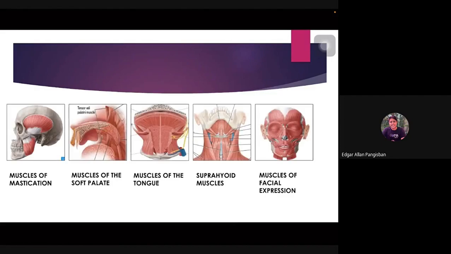Cutting tongue? Questions and clarifications? Kasi ang next na, okay, we're done with the muscles of the tongue. We go to your suprahyoid.